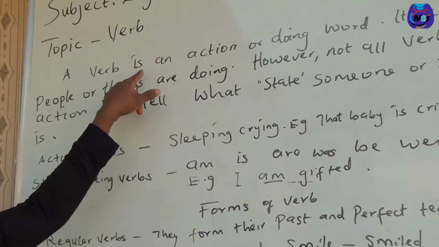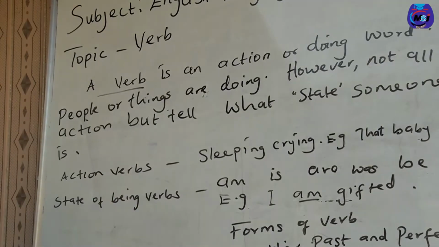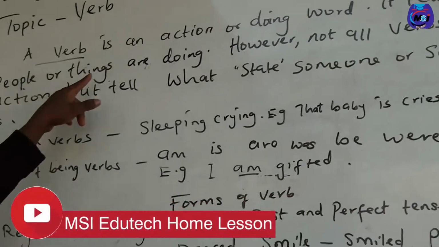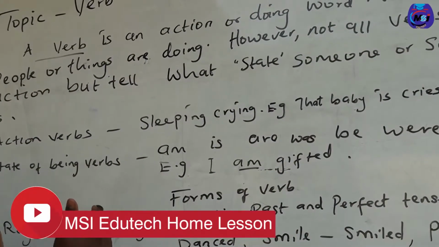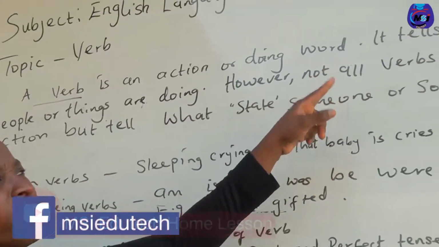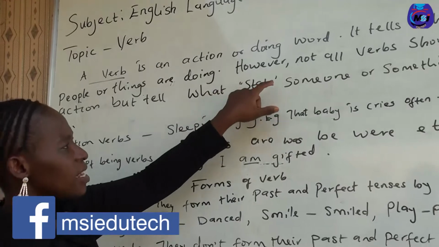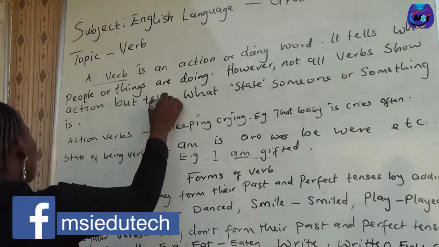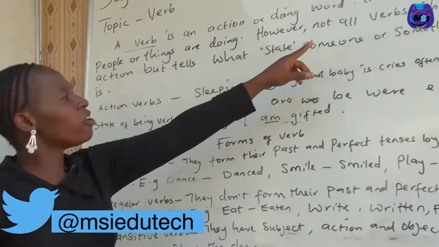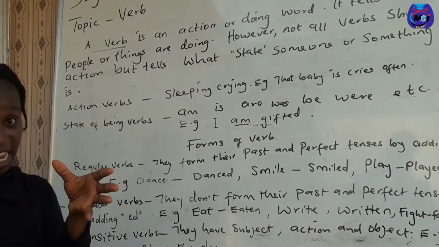A verb is an action or doing word. Remember, we're looking at the word verb. A verb is an action or doing word. It tells what people or things are doing. What am I doing right now? Yeah, I'm teaching. However, not all verbs show action, but tell what state someone or something is. Did you get that part? I said not all verbs show action, but tell what state someone or something is.